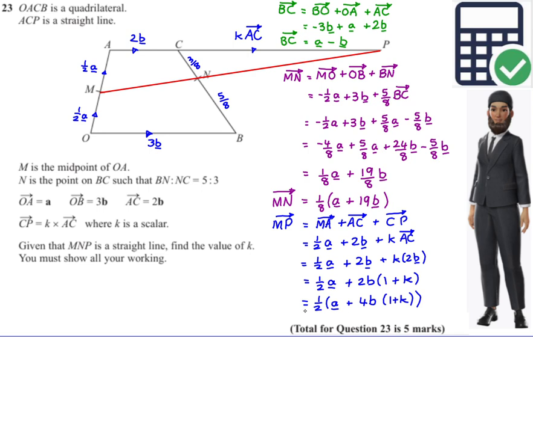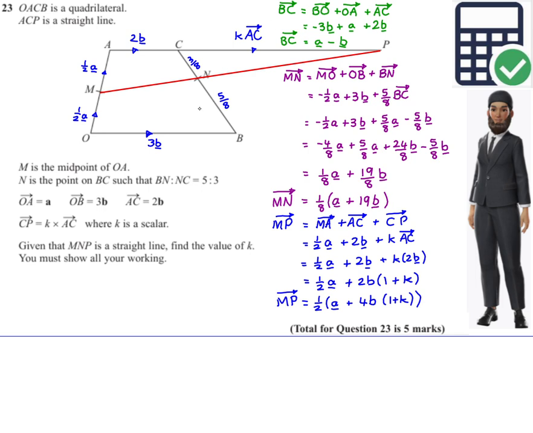Now you can see this is going to be NP. If they are straight lines, what's inside the brackets are going to be like for like in terms of the direction. So if that's in terms of a and that's in terms of a, well, that's exactly the same. So let's have a look then at the coefficients of b.